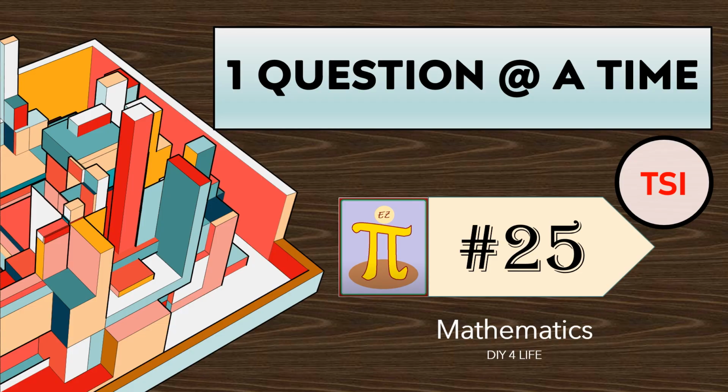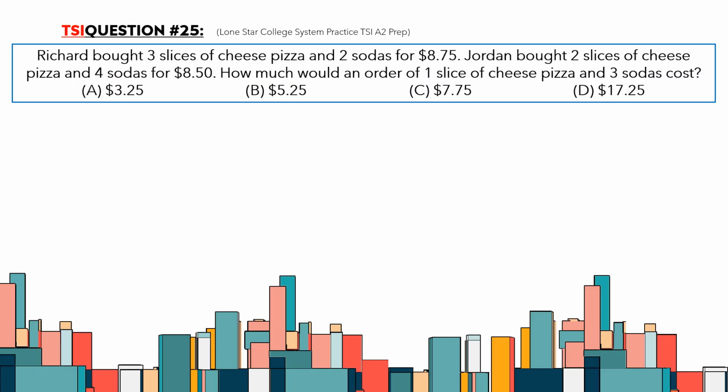Question number 25. Richard bought 3 slices of cheese pizza and 2 sodas for $8.75. Jordan bought 2 slices of cheese pizza and 4 sodas for $8.50. How much does an order of 1 slice of cheese pizza and 3 sodas cost?